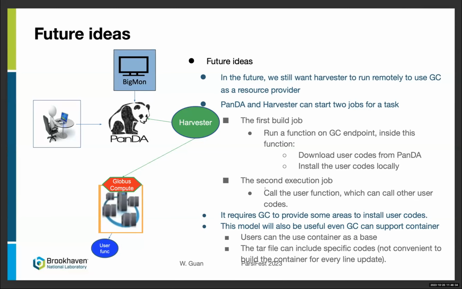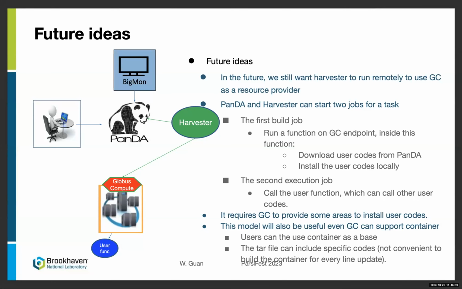Okay, the second function is the execution job. It will call the user function. It's the normal user function. In this model, it requires GC to provide some way to install the user code. We think this model will be useful even if GC can support containers.